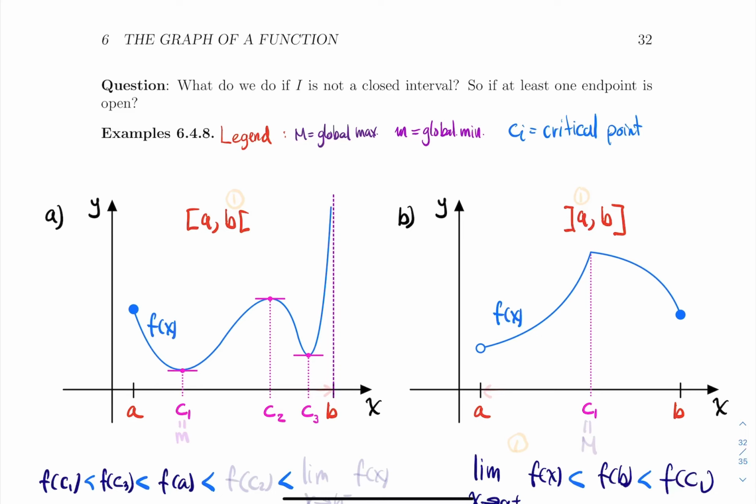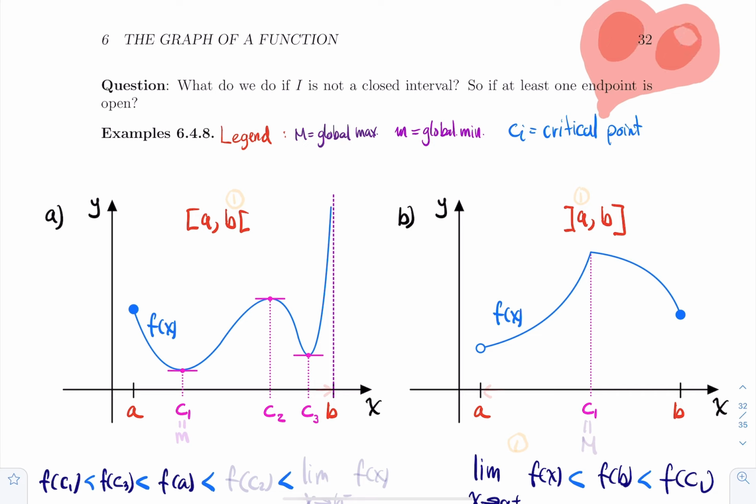Hello, everyone. Let's continue our optimization process. Now, the idea is: what do we do if the interval is not closed? In our examples, not closed means that the endpoints are not necessarily included. So it could be from A open to B closed, or from A closed to infinity. At least one of the two endpoints will be an open endpoint.